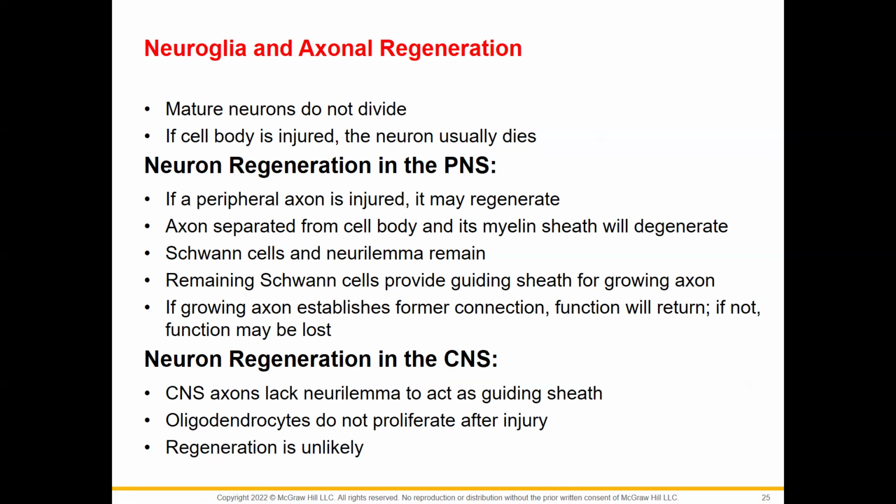In the peripheral nervous system, we had the Schwann cells that remained after injury. We had the neurolemma that remained after injury, and those structures were there to help guide the newly regenerated axon. In the central nervous system, those structures do not occur. The oligodendrocytes don't proliferate. They don't continue to divide and repair after injury. So the injured neuron does not really have anything guiding it to help it regrow. So damage in the central nervous system is much less likely to repair and regain function than damage to the periphery.